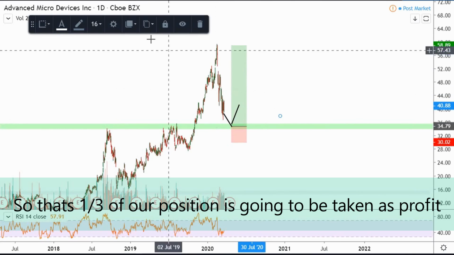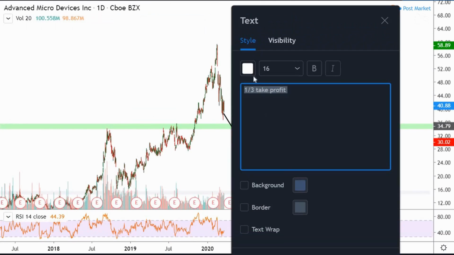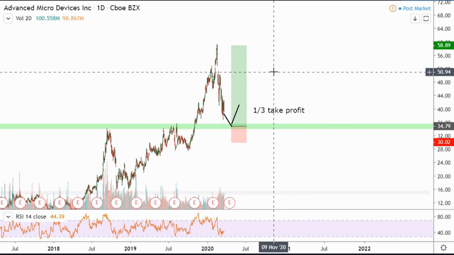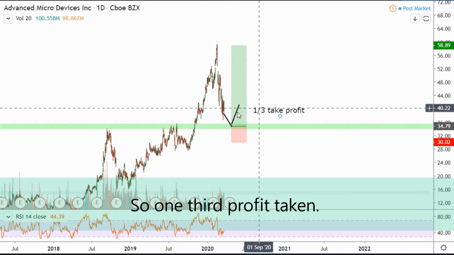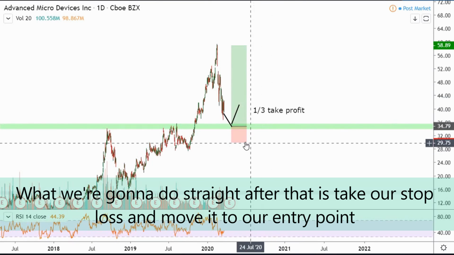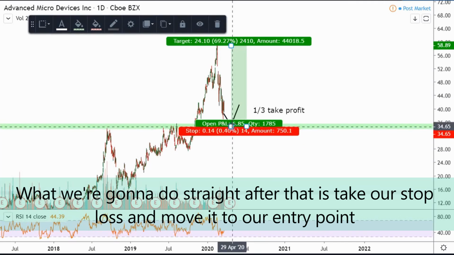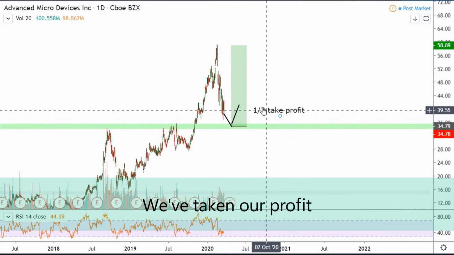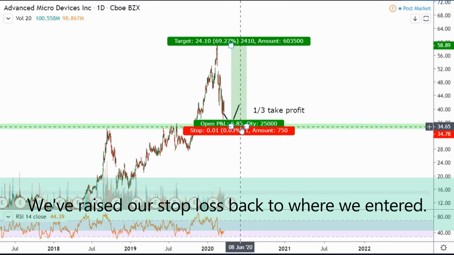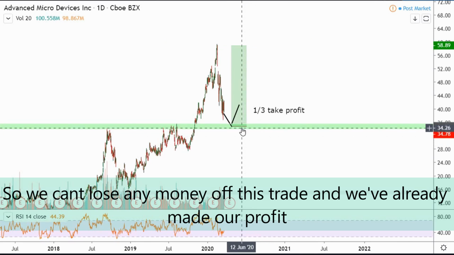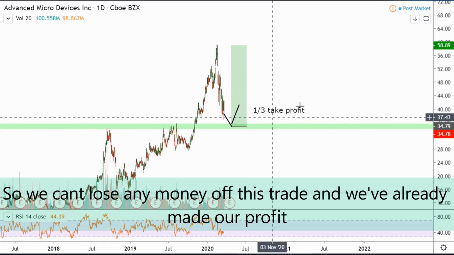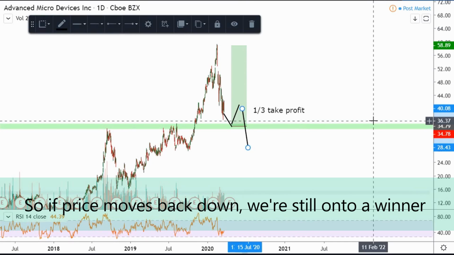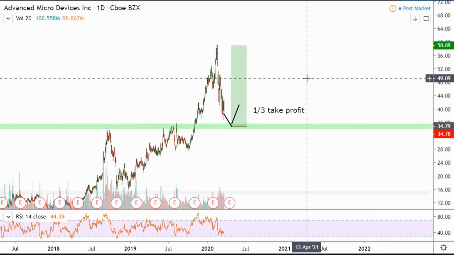So that's 1/3 of our position now taken as profit. Of course I set my writing to white because I love white on white. So 1/3 profit taken. What we're going to do straight after that is our stop loss now gets moved back to our entry point. So we have immediately made this a winning trade. We've taken our profit, we've moved our stop loss back to where we entered, so we can't lose any money off this trade and we've already made our profit. So if the price wicks back down, goes straight through, we're still on to a winner. We don't care.